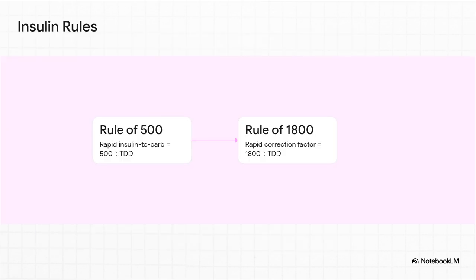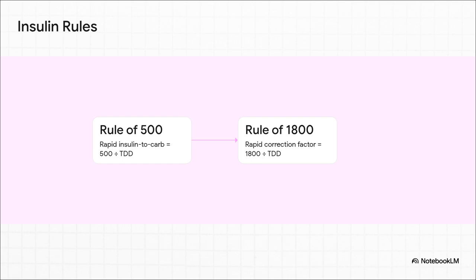Now, from that TDD, you calculate the rapid-acting insulin rules. Let's assume an 80-kilogram patient, which gives us a TDD of 40 units. Step 1 is the rule of 500 for the carb ratio. 500 divided by 40 is 12.5. What does that actually mean? It means 1 unit of rapid-acting insulin covers exactly 12.5 grams of carbohydrates for this patient.